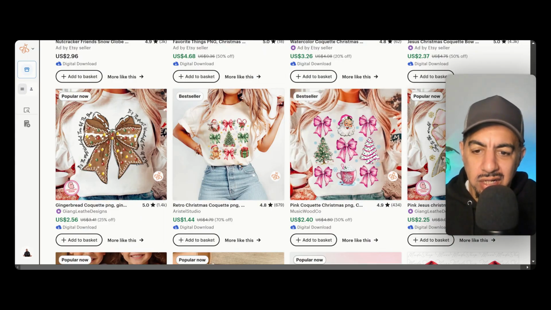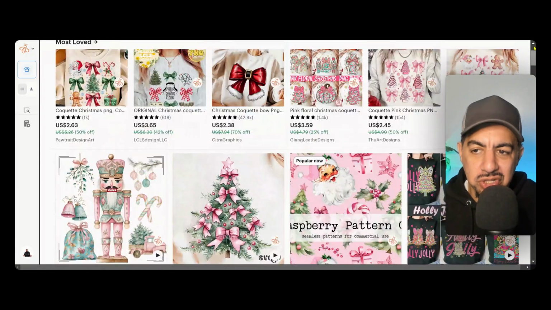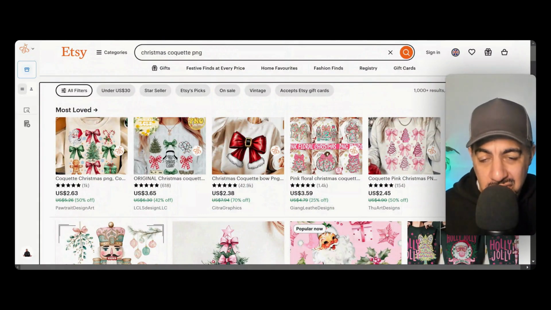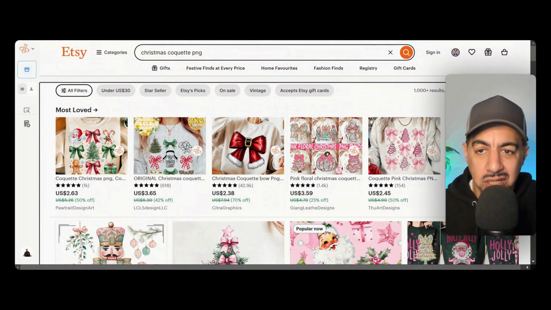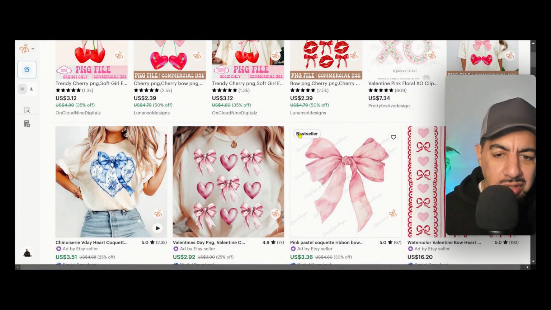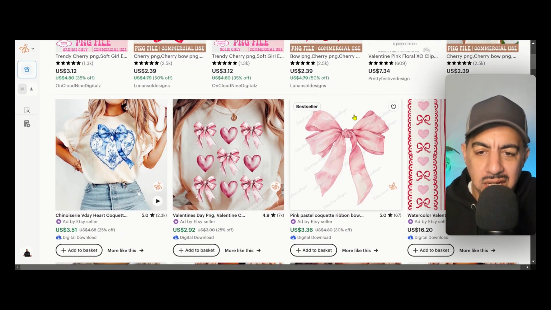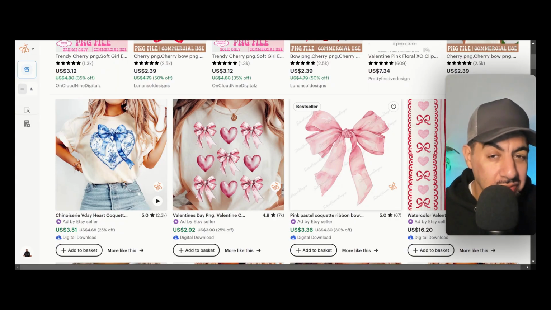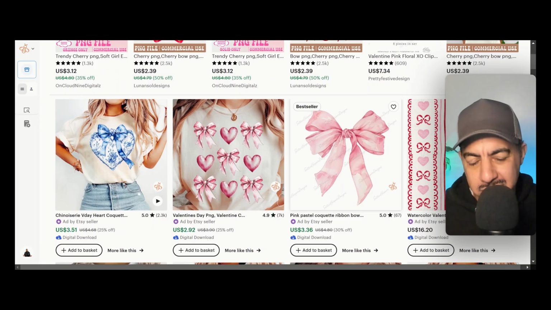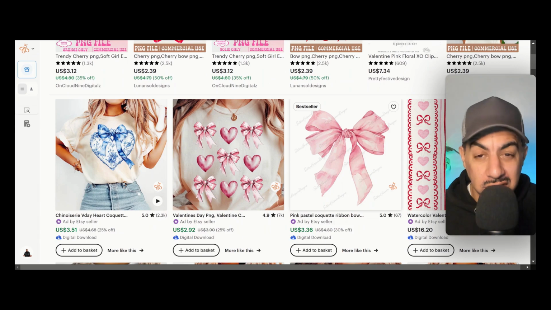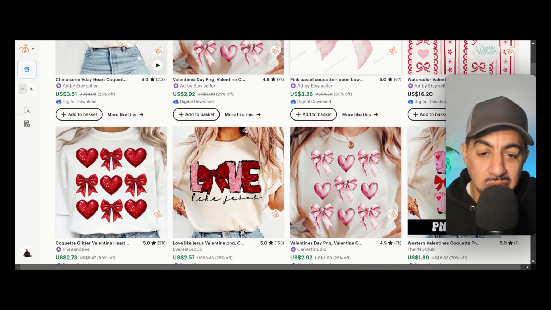Really nice. And again, let me just jump on Valentine's Day just to sort of confirm this with you very quickly. We got Valentine's Day with the coquette style, hearts and bow ties. And guys, like I said, this is just one example. Coquette is just one example. There's so many different examples of those design trends that are crossing over many different sort of times of the year that can still work and still sell really, really well, can be really popular.